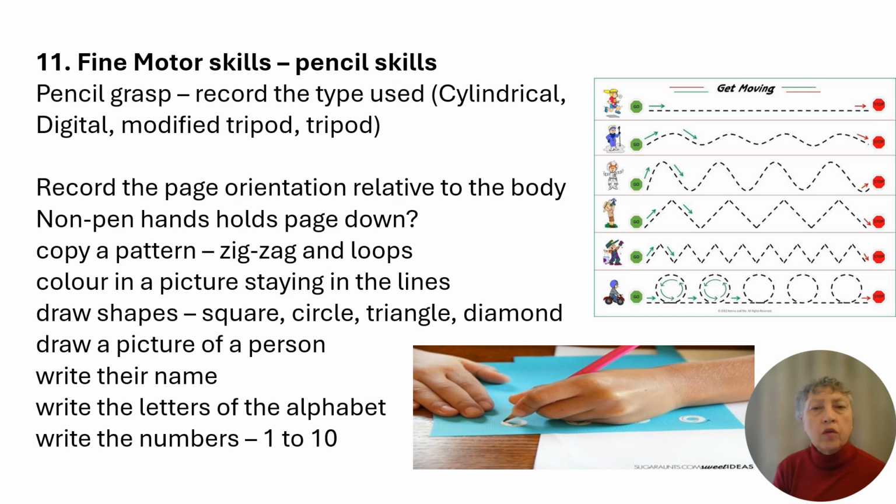Can the child copy a simple pattern like a zigzag and loops? Can they color in a picture, staying in the lines? Can they draw simple shapes: squares, circles, triangles, diamond? Can the child draw a picture of a person and write their own name? Can they write the letters of the alphabet and the numbers from 1 through to 10?